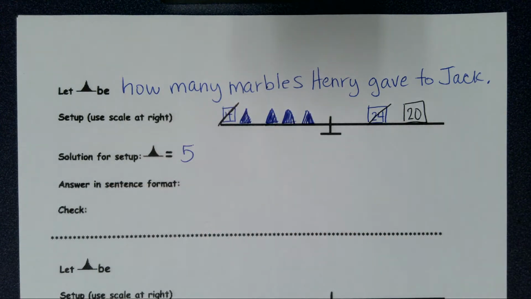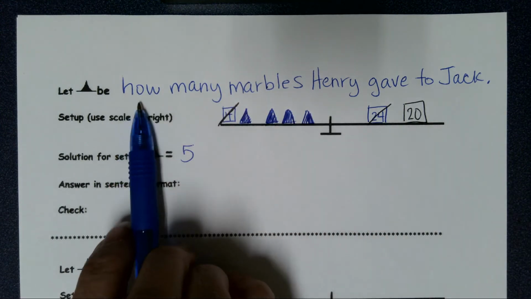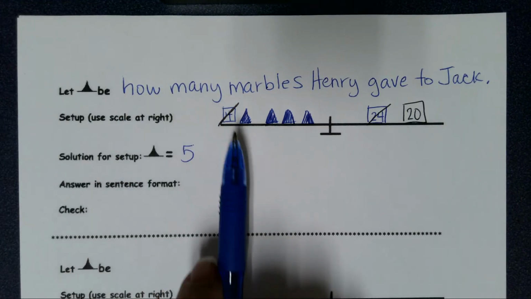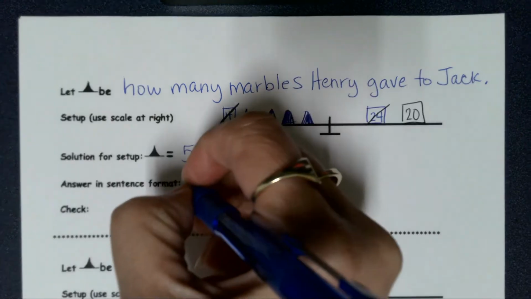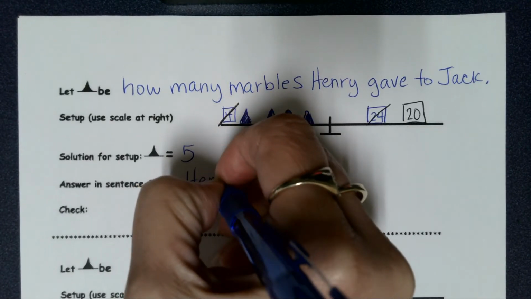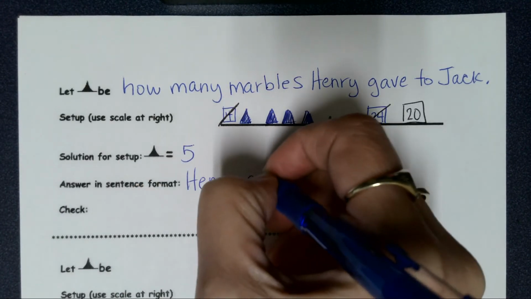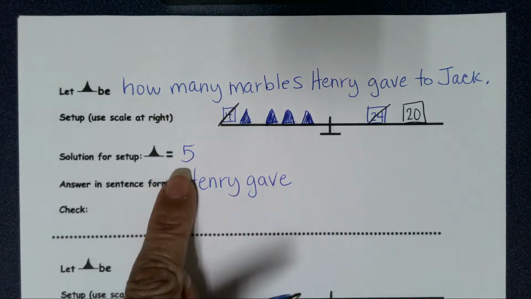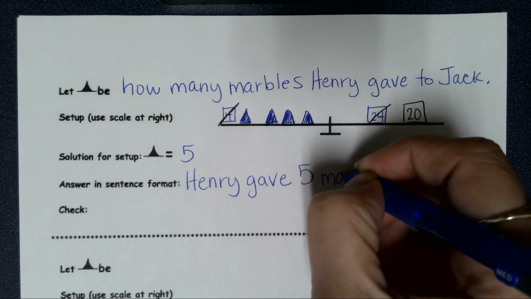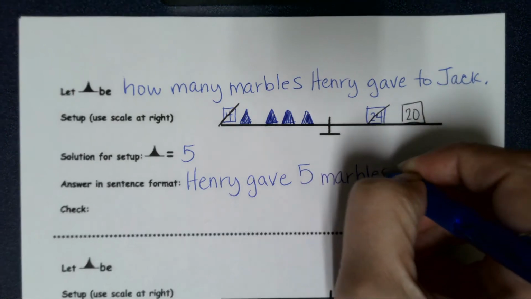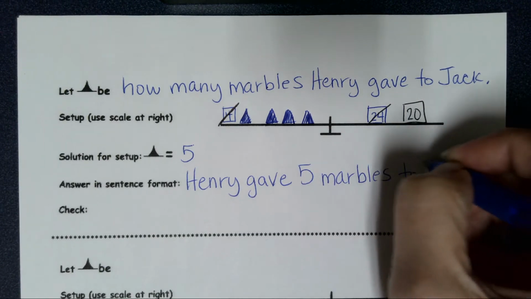And the answer in sentence format, we're going to go back to what we said pawn was. How many marbles Henry gave to Jack? So Henry gave, and our solution was 5, 5 marbles to Jack.